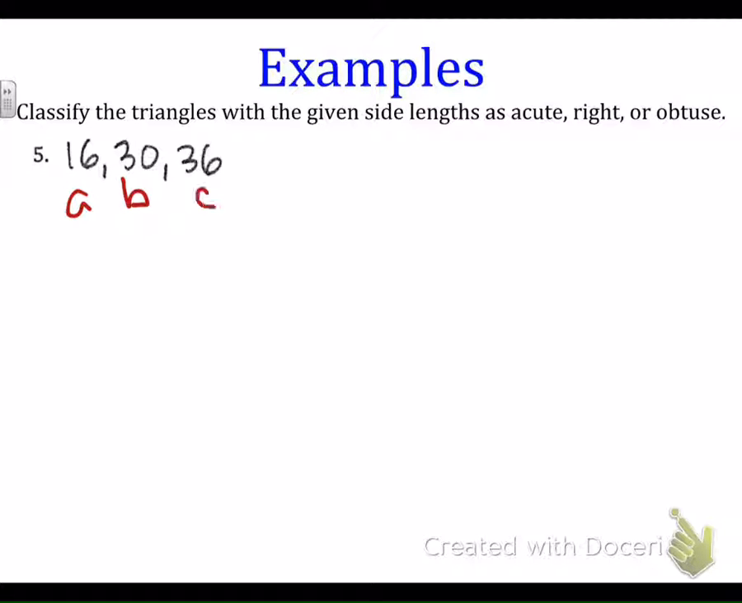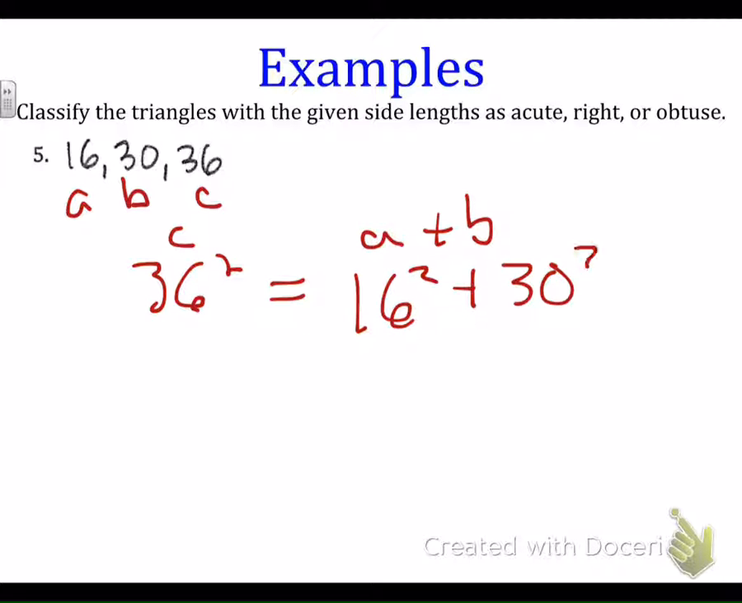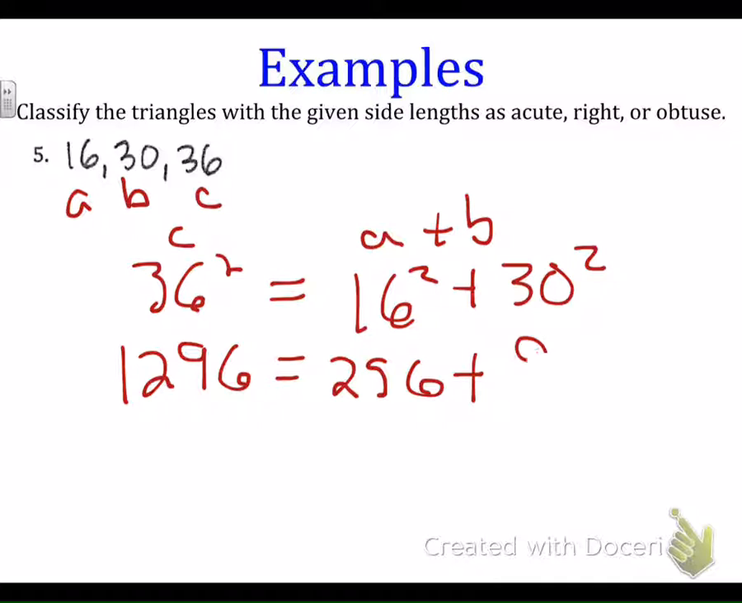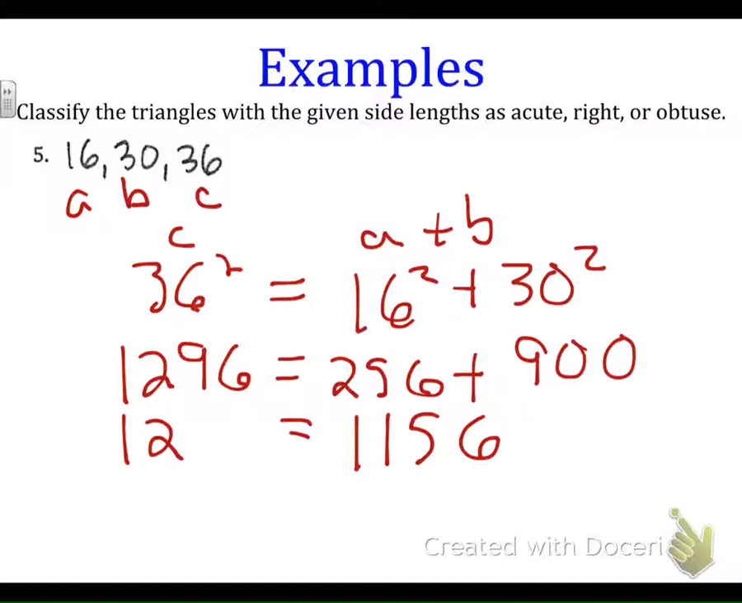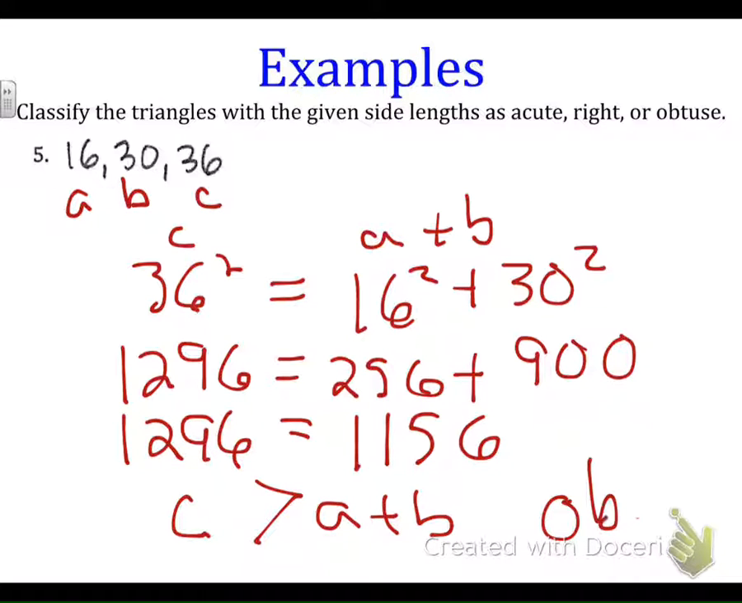Alright, so identify a, b, and c. So 36 squared, that's my c. Then my a plus b goes on this side, so 16 squared plus 30 squared. So 36 squared is equal to 1296. 16 squared is equal to 256. 30 squared is equal to 900. So 1156 compared to 1296. So the c side is greater than the a plus b side, so this is obtuse.